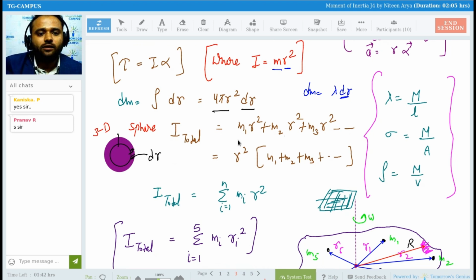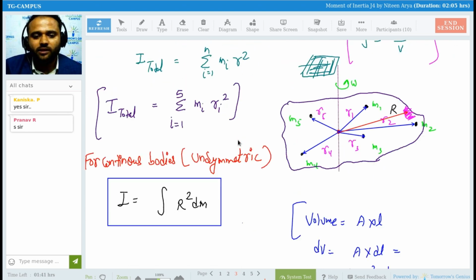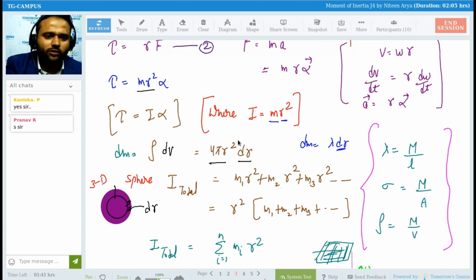Rho dv. dm is going to be rho into dv, where rho is this and dv is basically this. You can put the value of dv, and after integration the limit is going to be 0 to capital R, so everything is going to change. Got it now? So that is all about only dm.